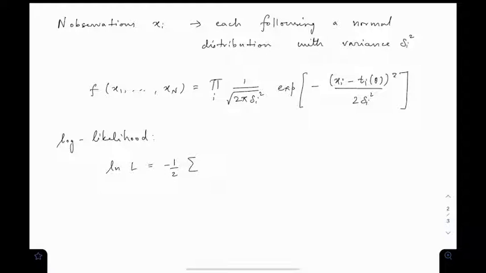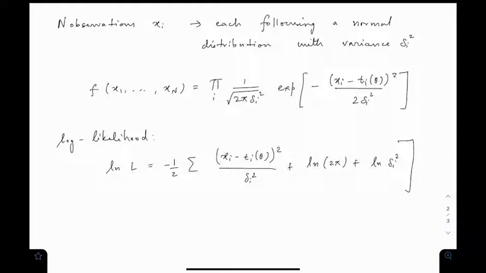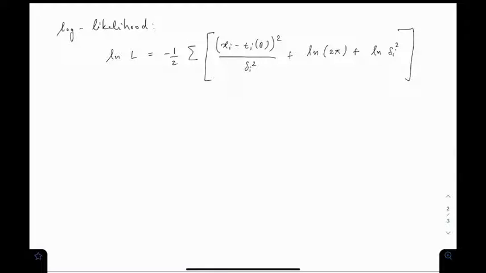This can be written as minus half times the sum over xi minus ti of theta square by delta i square, plus a constant term, which is log of 2 pi, plus the log of delta i square. The first term of the sum corresponds to a chi-square distribution. So you can identify chi-square as the sum over i of xi minus ti of theta, whole square, by delta i square.